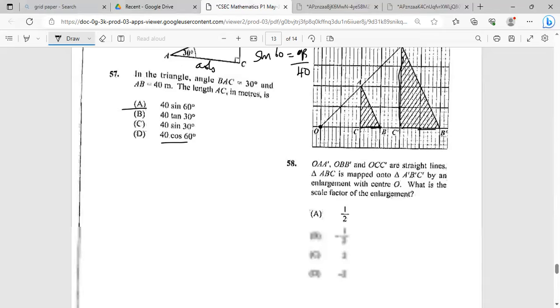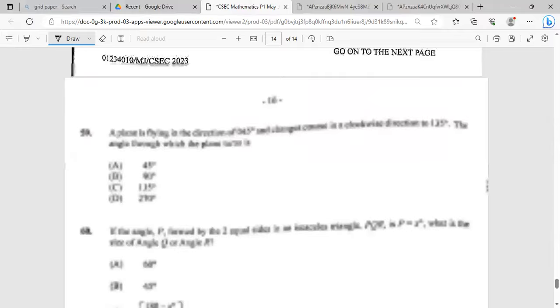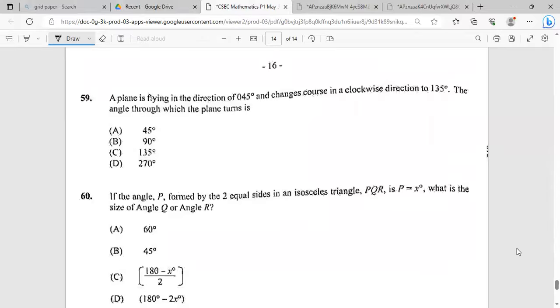So it's an enlargement of a scale factor of 2. And for the last two, a plane is traveling in the direction of 45 degrees, right? And it changes direction to 135. So that works out to 90 degrees, which is 135 minus 45.